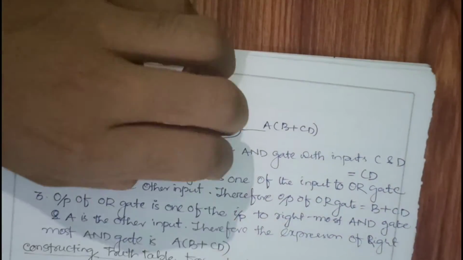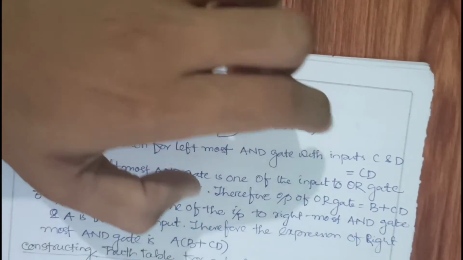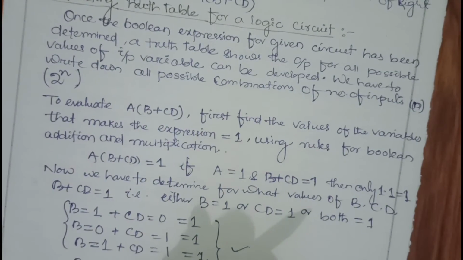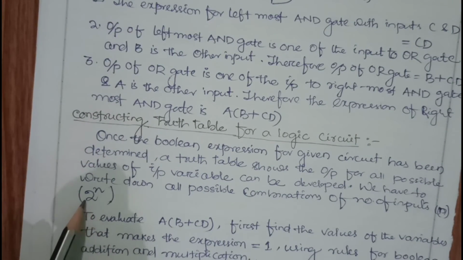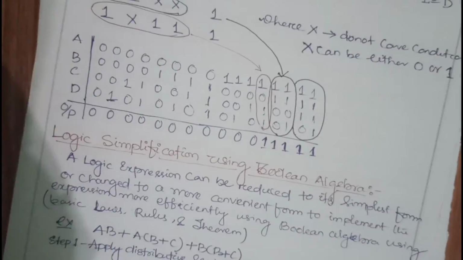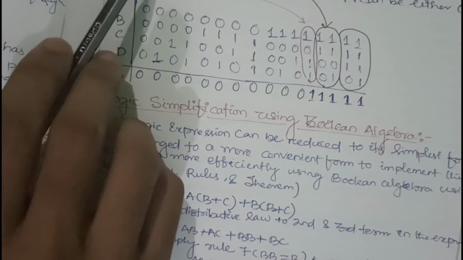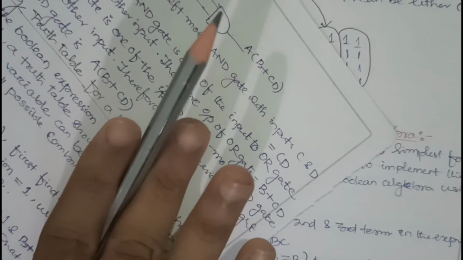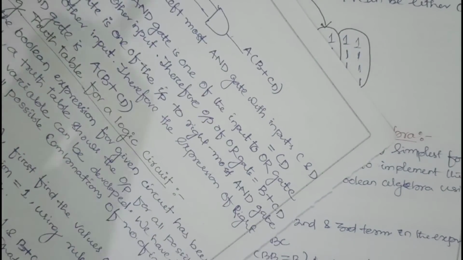How? You have this logic circuit, and from this logic circuit you got this Boolean expression. Now you have to check how many inputs there are. If the number of inputs is n, then how many possible input combinations? That is 2 power n. So write all those 2 power n possible combinations. Let me show you here. I have A, B, C, D. So how many inputs? 4 inputs. So for 4 inputs I need 16 possible combinations.